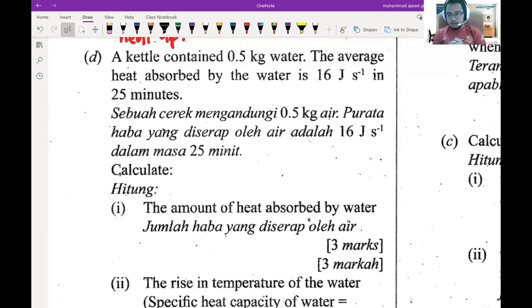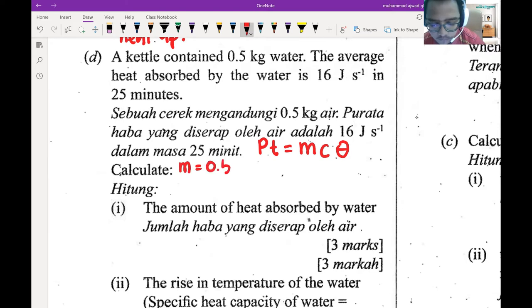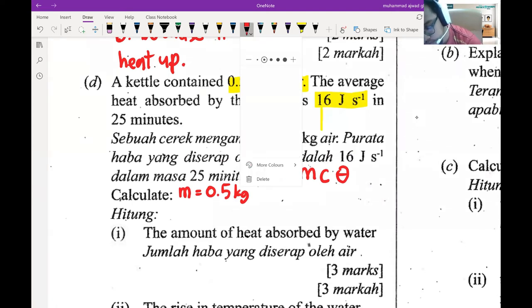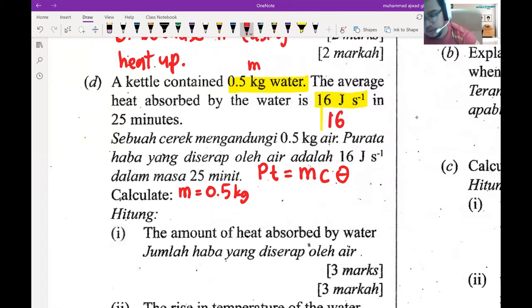Okay, so here there is a small trap. It uses a heater, so we will use Pt, mc theta. Alright, so what will be the mass? 0.5 kg, no need to change. Okay, so where is the power? 16. Yes. This is joule per second. Joule per second is also known as 16 watt. So this is the power.